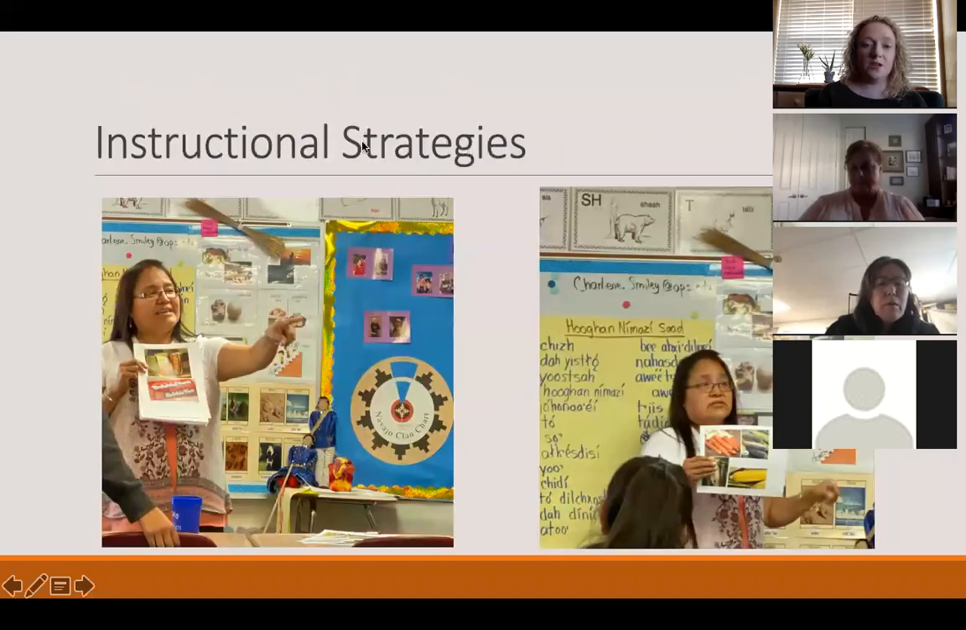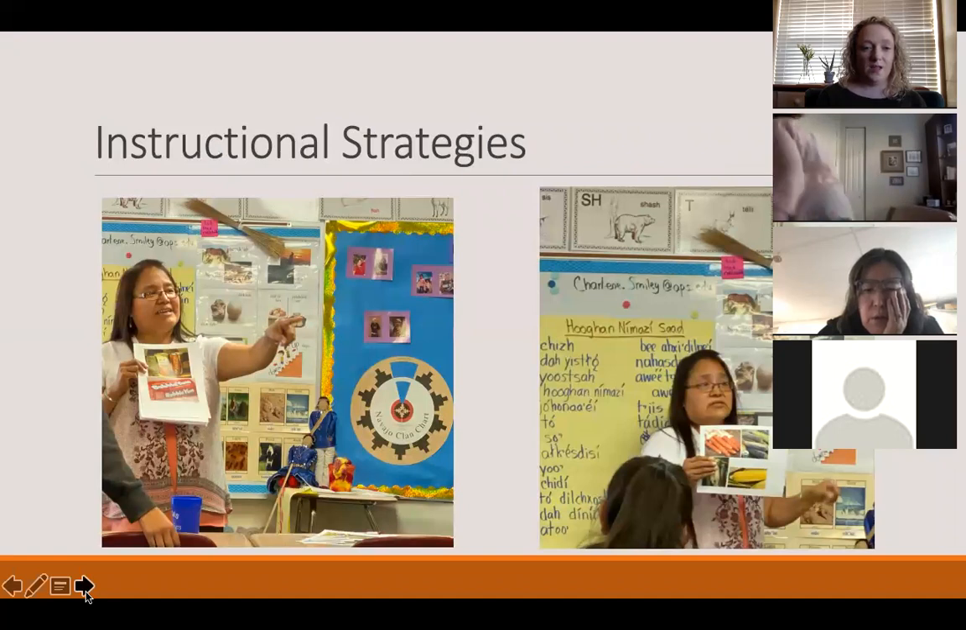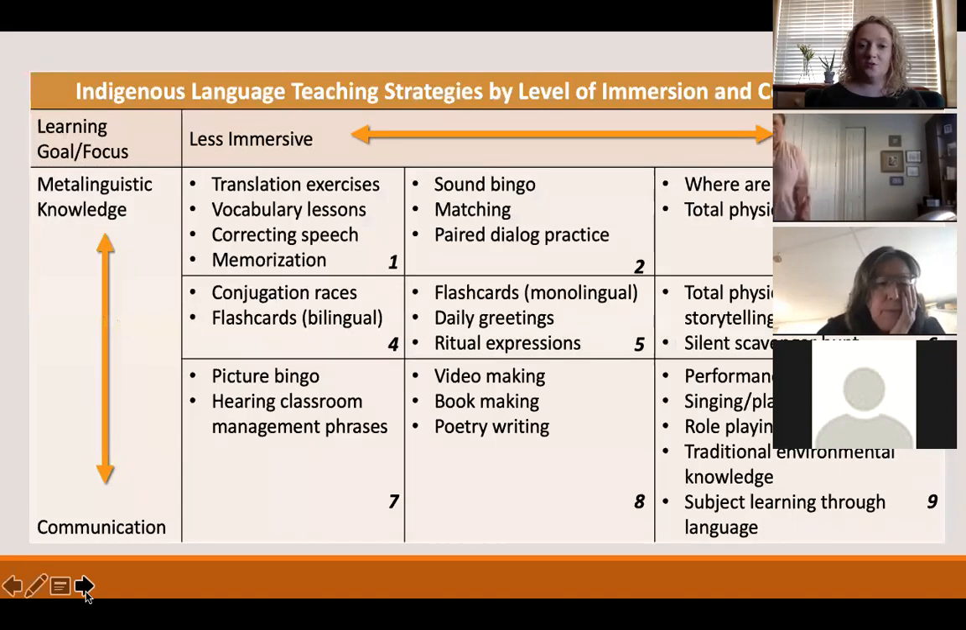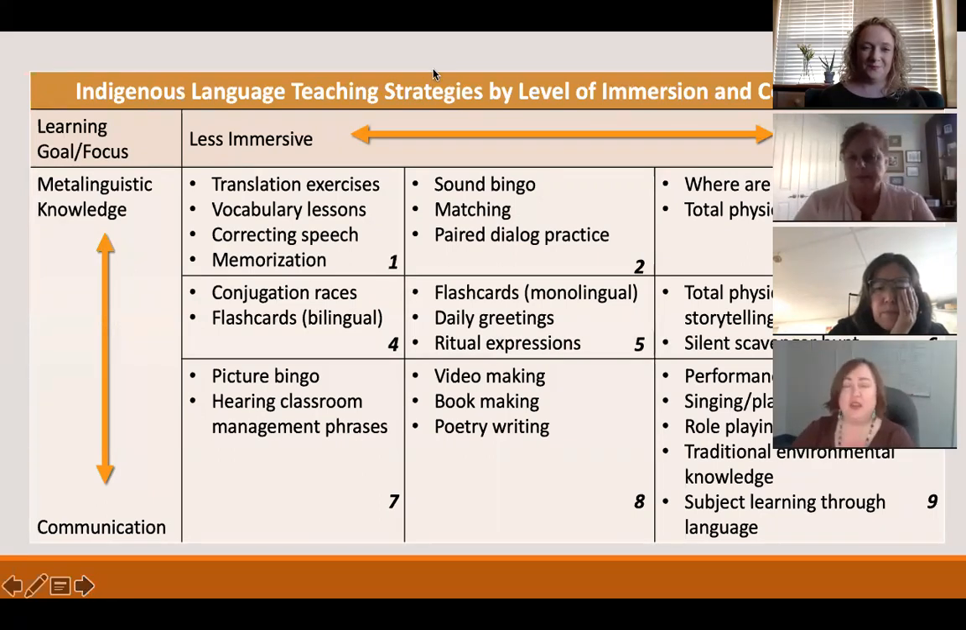All right, so now we're going to get into some specific instructional strategies and really look at what those could look like in your classroom. And these pictures that we're viewing here are actually a peek into Charlene's class in Albuquerque. All right, I'm going to turn it over to Liz to talk to us a little bit about instructional strategies. Thank you, Sarah.